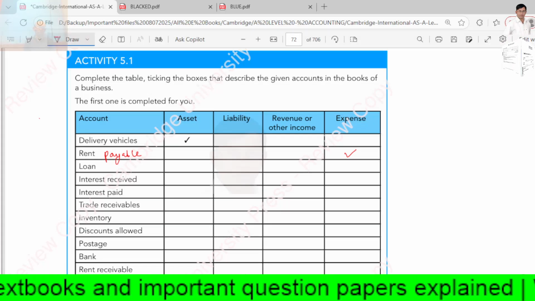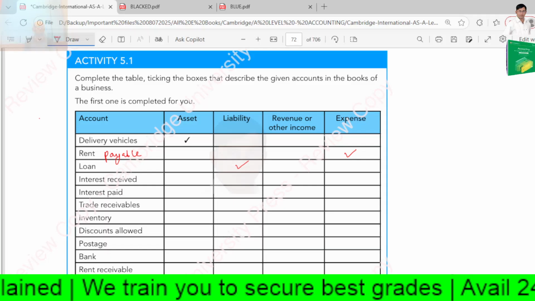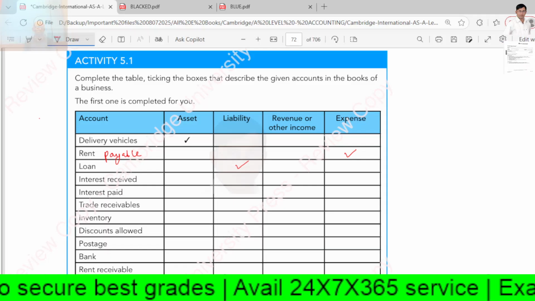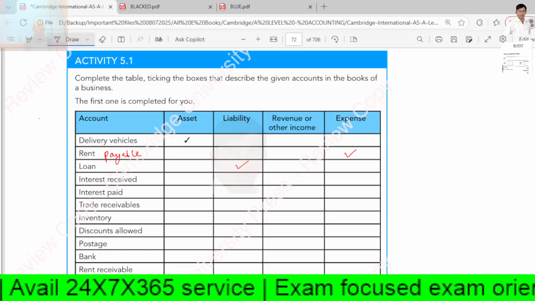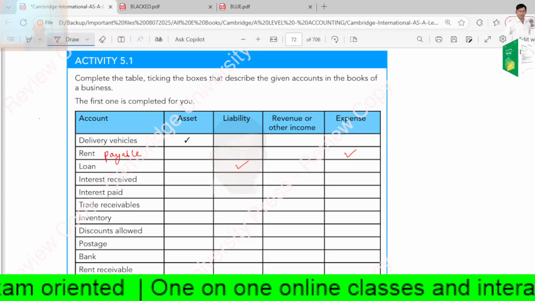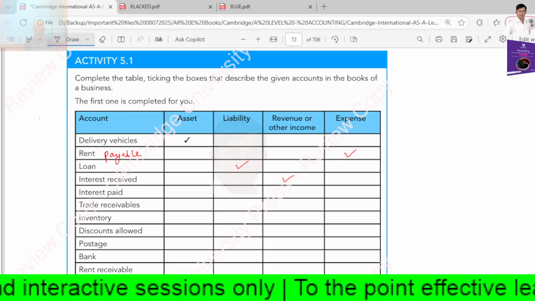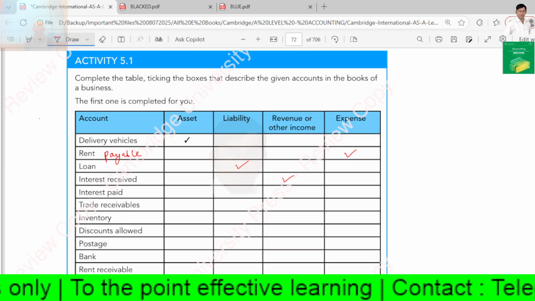Loan is a liability, something which you have to pay back. Loan you have taken from someone, you have to pay back. Interest received is something which you get on your deposits. You have kept some money in the bank, so you have earned interest on that, so that you can use it for your purpose. So it is interest received. Interest paid is an expense.